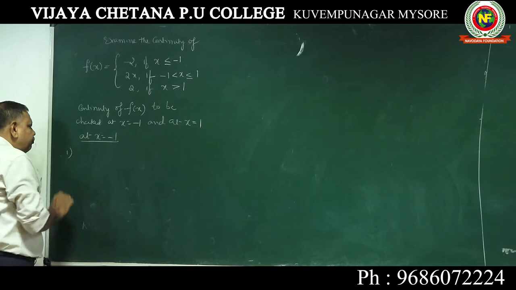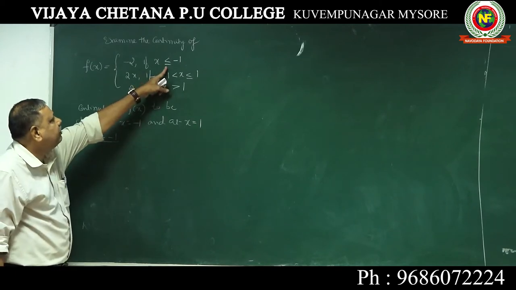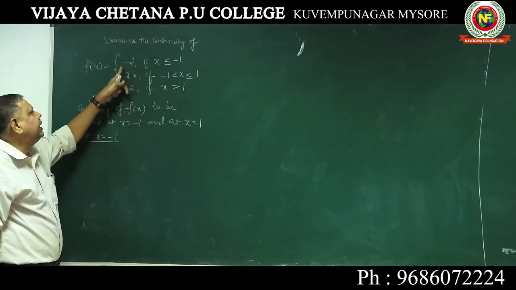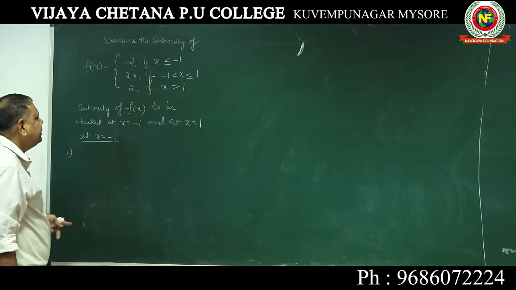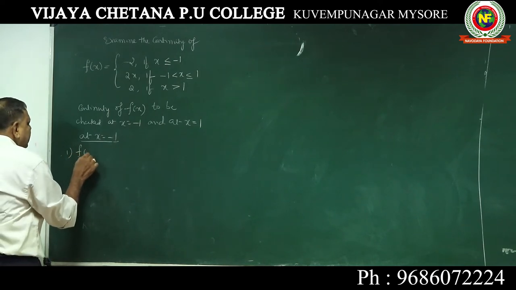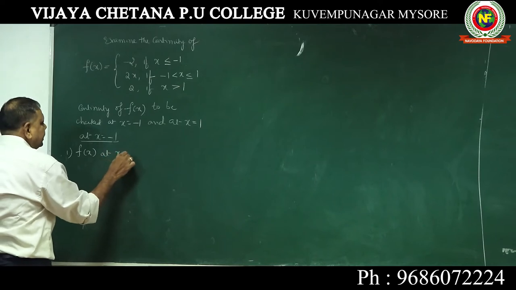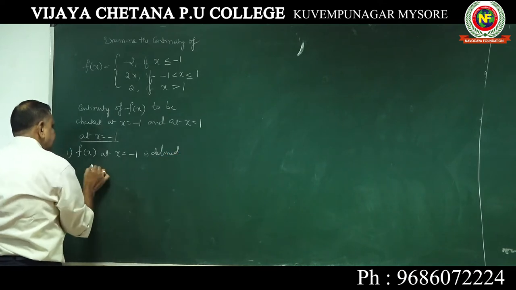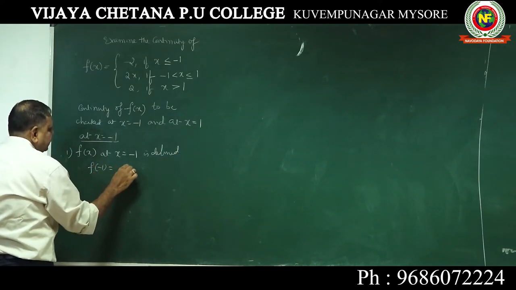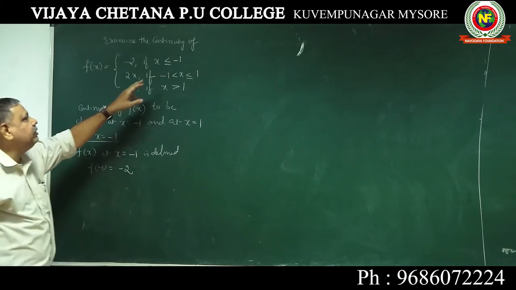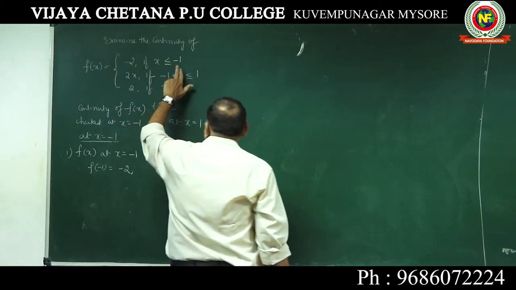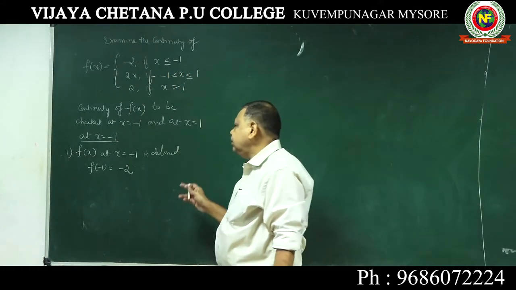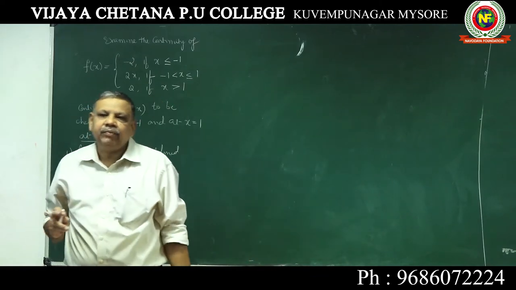First condition, f of x at x equal to minus 1, less than or equal to minus 1, whether it is defined. Definitely, f of minus 1 is minus 2. The first condition is satisfied because f of x at x equal to minus 1 is defined, that's why it exists. That is, f of minus 1 is minus 2. Please understand here, the function exists. f of minus 1 is minus 2. So at x equal to minus 1 it is defined.